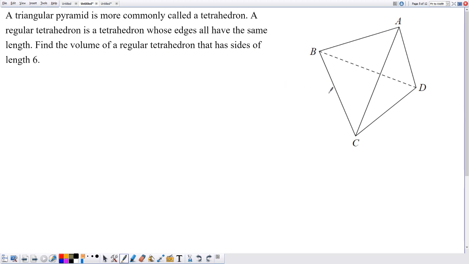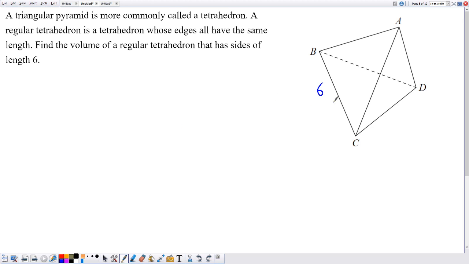You can think of a tetrahedron as the 3D equivalent of an equilateral triangle. All the edges have the same exact lengths. So I'm not going to mark them. They all have a length of 6. AB is 6, AD is 6, BD is 6, AC is 6, and so on and so on.